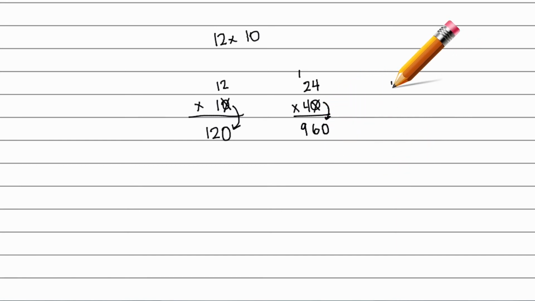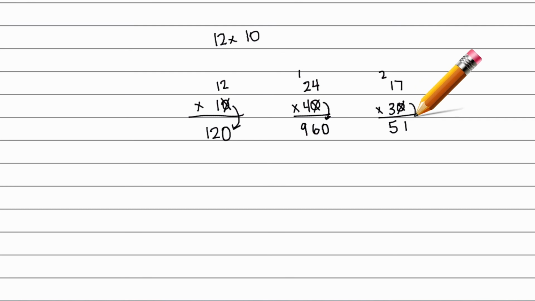Just to do one more example real quick, let's say I had a problem like 17 times 30. Again, I'm going to ignore the 0 for right now. I'm going to do 3 times 7, which is going to give me 21. Put the 1 down there, carry the 2. 3 times 1 is 3, plus 2 more gives me 5. The answer is 51, and I can put that 0 back in now, so my answer would be 510.